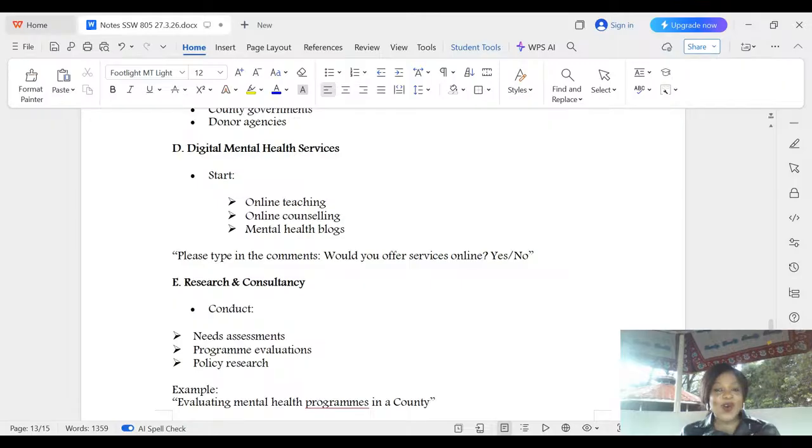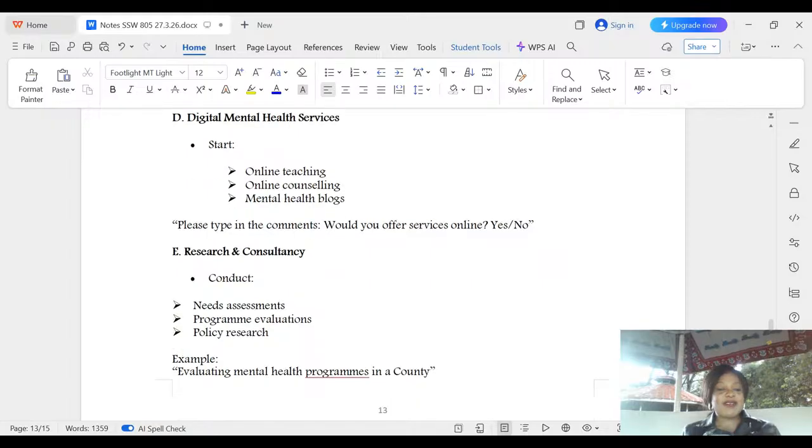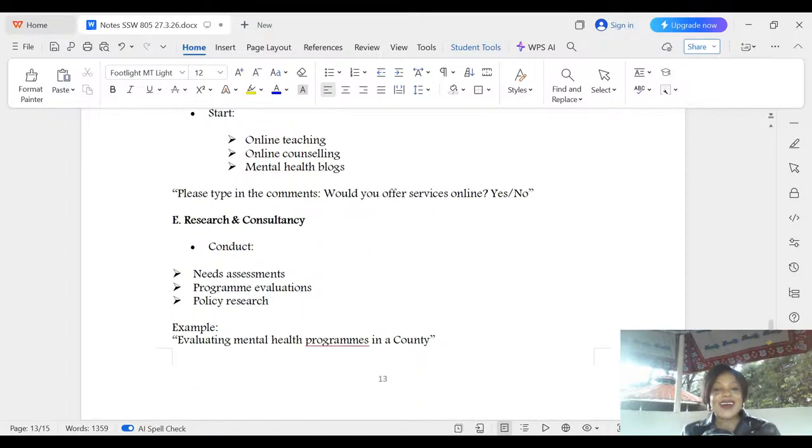And then still on self-employment and consultancy, you can do research. So you can conduct needs assessments for communities or for organizations. You can evaluate programs. You can do policy research.